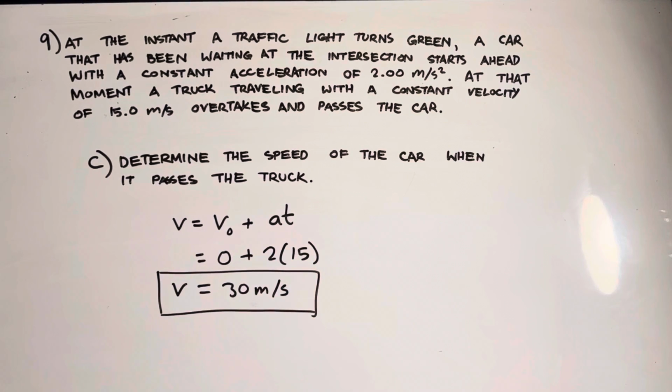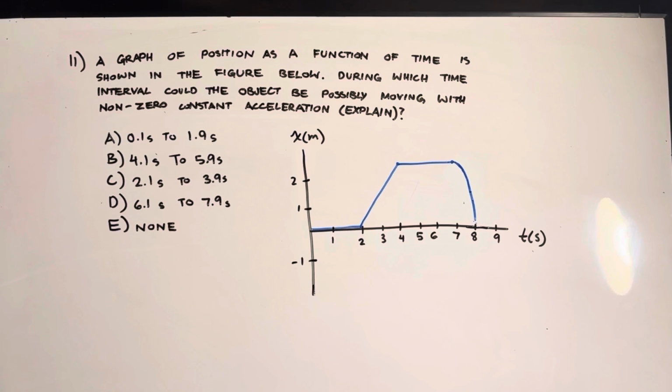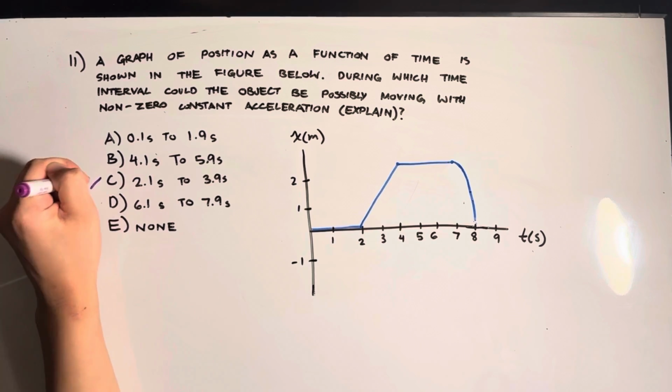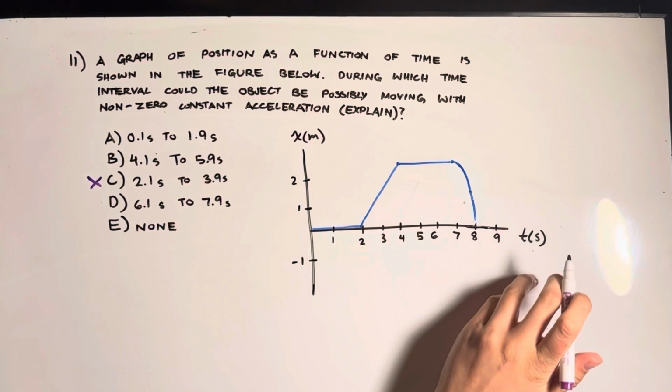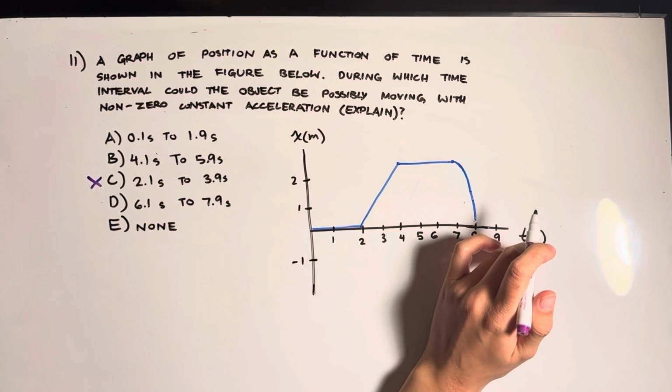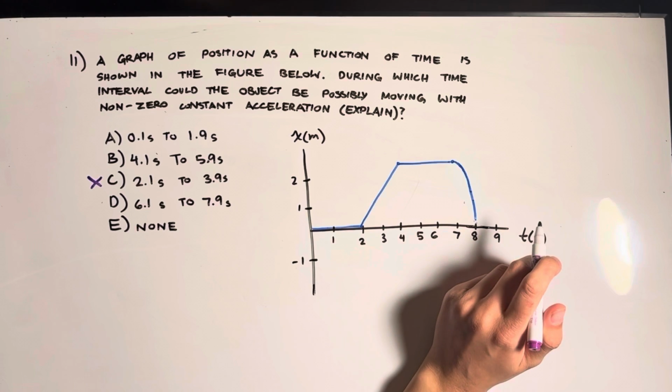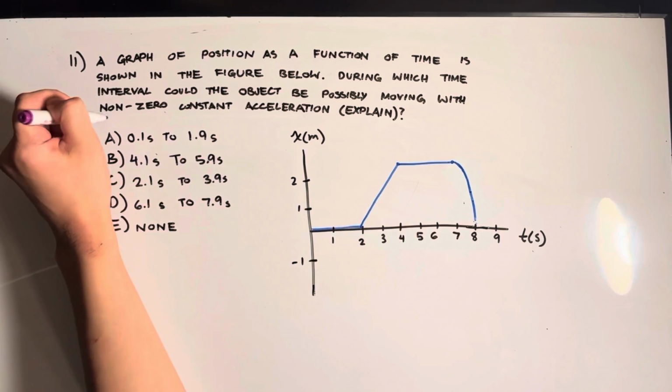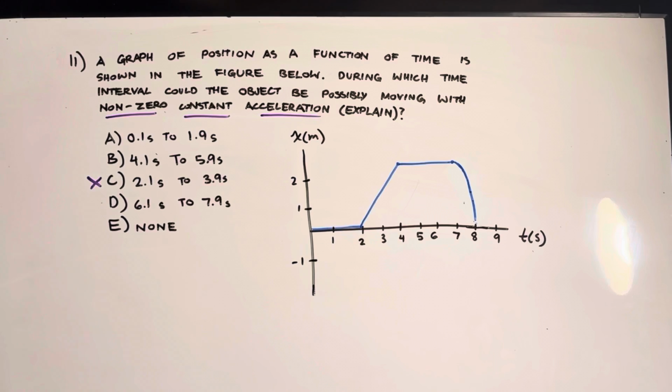So number 11. A graph of position as a function of time is shown in the figure below. During which time interval could the object possibly be moving with non-zero constant acceleration? My first answer was C, which is incorrect because I had misread the axes. Well, what is this measuring? We have displacement versus time. That would give us velocity, but what this is asking for is a non-zero constant acceleration.